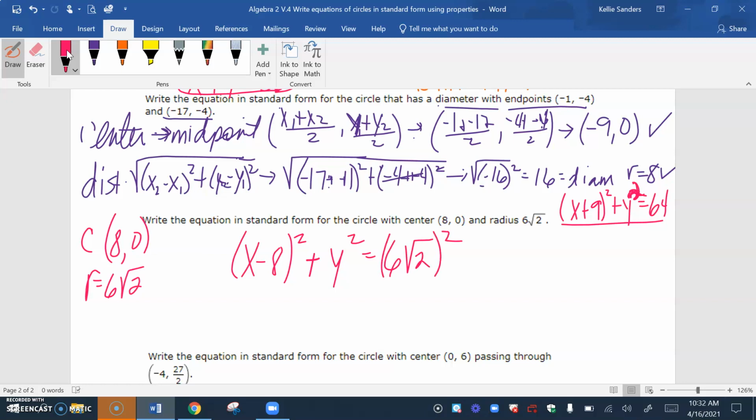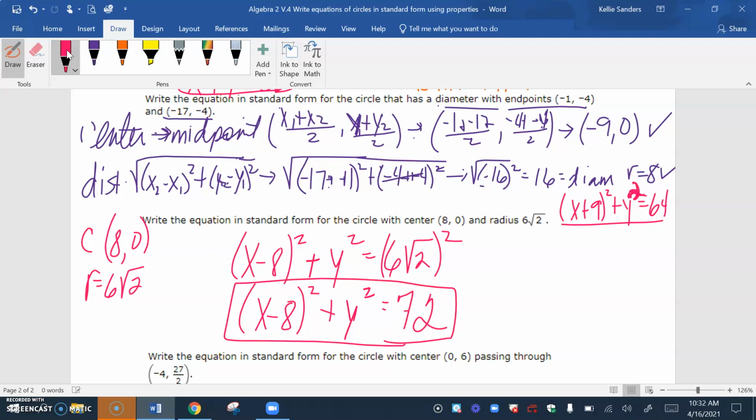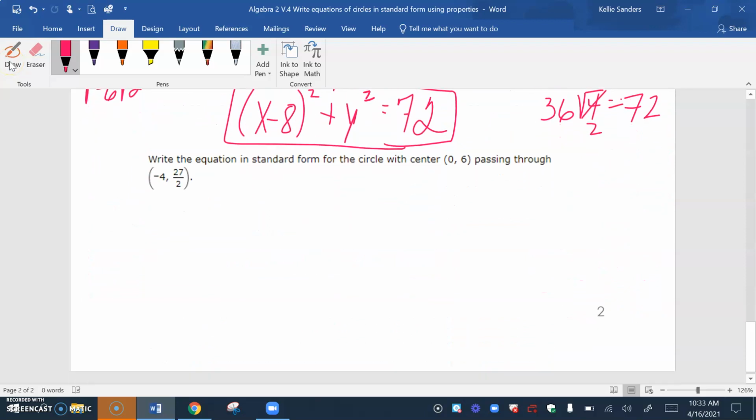Now, if you're going to use your calculator, make sure that you put that in there exactly like I did. You're putting the parentheses around 6 square root of 2 because we're squaring the whole thing. So (x minus 8) squared plus y squared equals 36 times 2, which is 72. How I got that is I did 6 square root of 2 times 6 square root of 2. 6 times 6 is 36. The square root of 2 times the square root of 2 is the square root of 4, which is 2, so it's 36 times 2, which is 72. So if you don't have a calculator, you can still definitely do it without one.